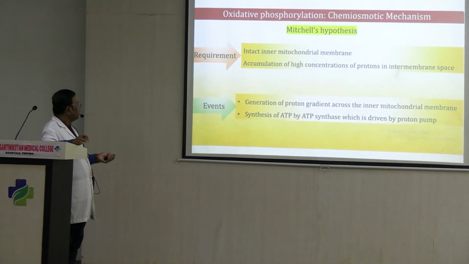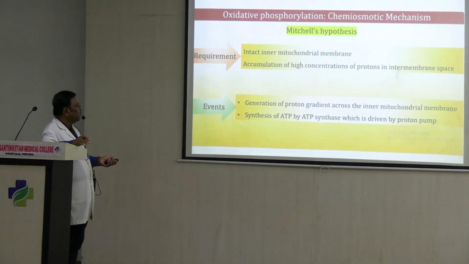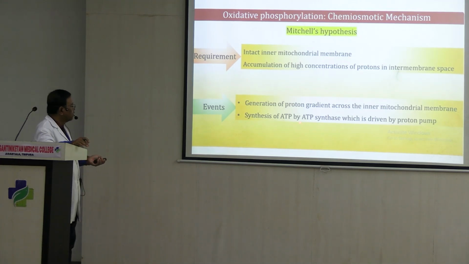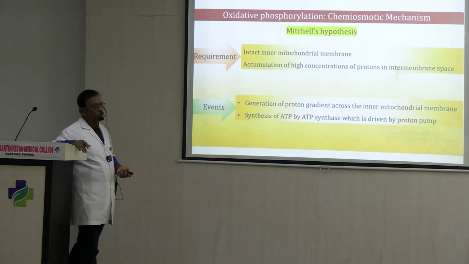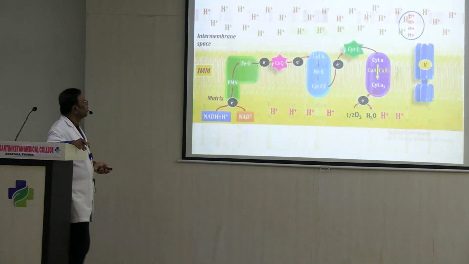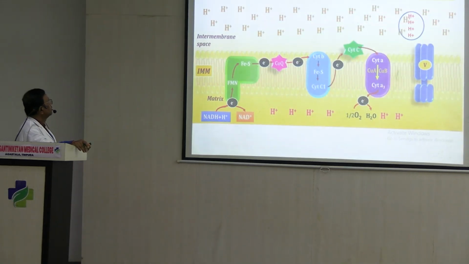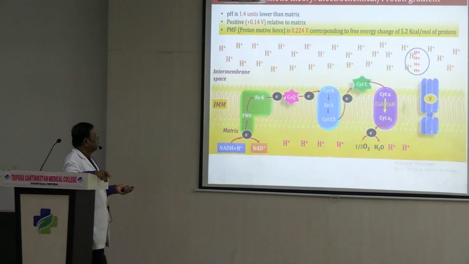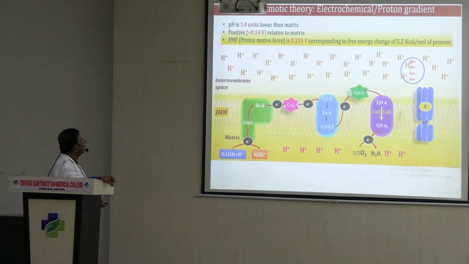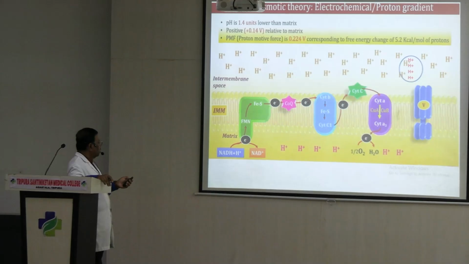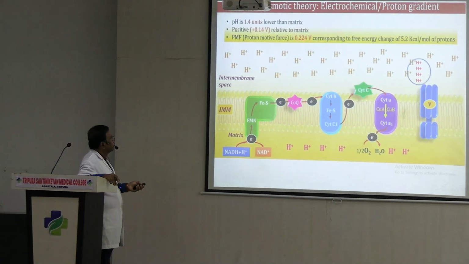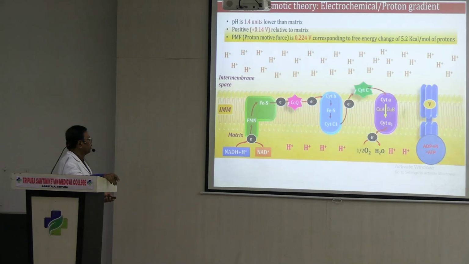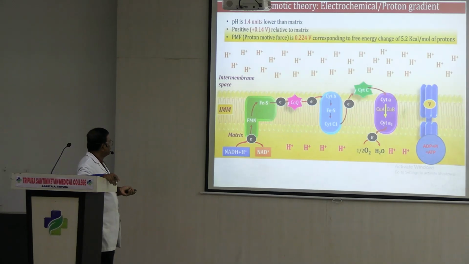What are the events occurring? Generation of proton gradients across the inner mitochondrial membrane and synthesis of ATP by ATP synthase, which is driven by the proton pump. So here is the proton gradient. The number of protons is quite high in comparison to the matrix. So protons are coming through complex 5 and there is generation of ATP from ADP and Pi.